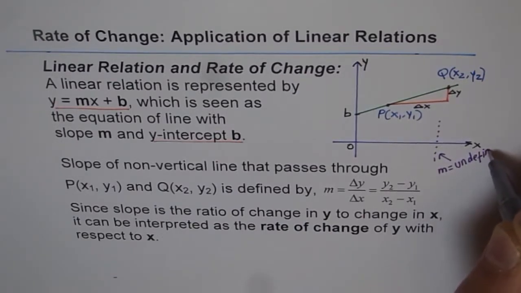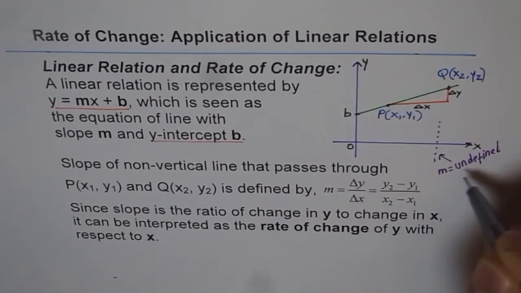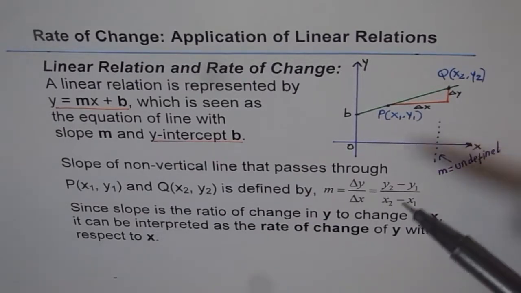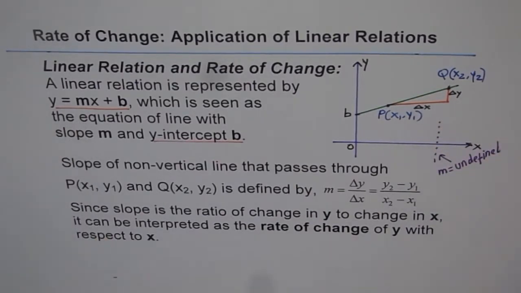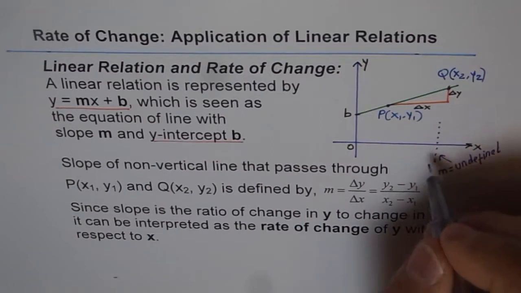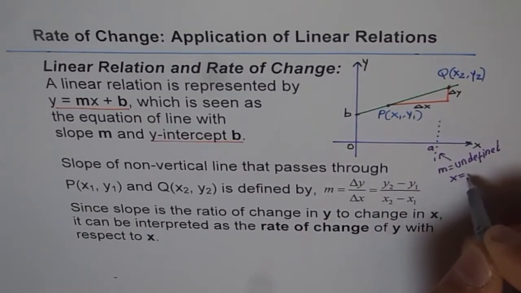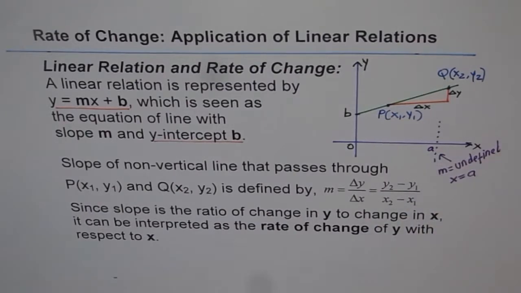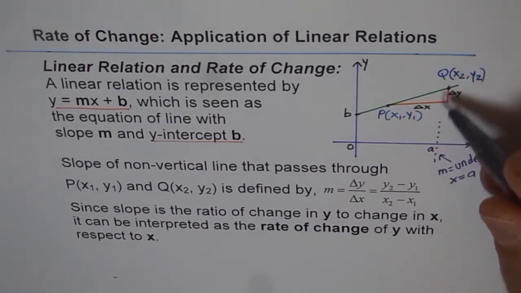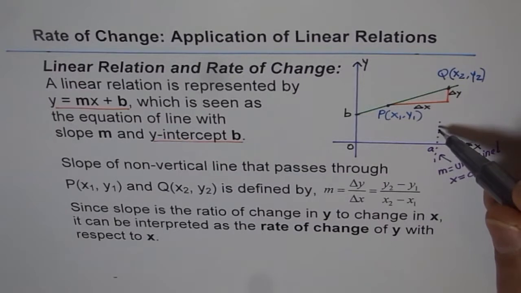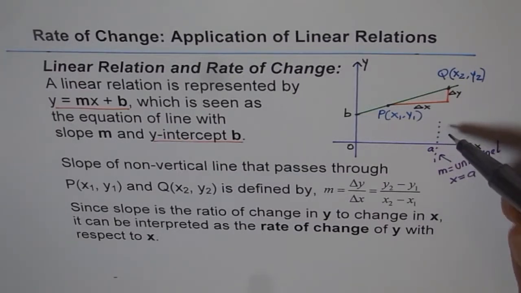Remember, m is undefined. So we cannot write the equation y equals mx plus b. Well, if this point is a, then we can always write x equals a in such a situation. But we cannot write y equals something, because the y value at this point a could be anything. There is no fixed value. That is why we cannot write y equals something.